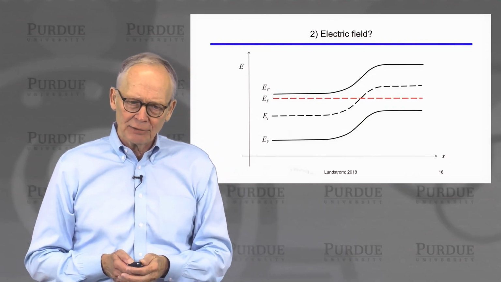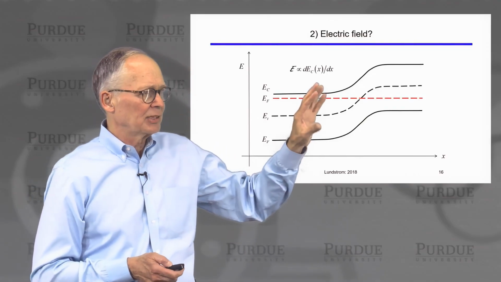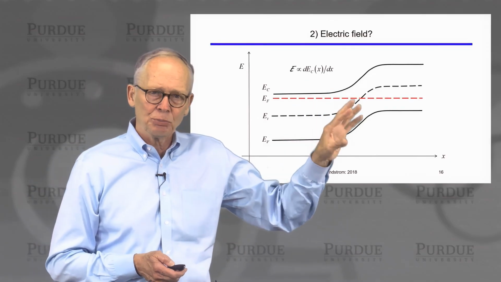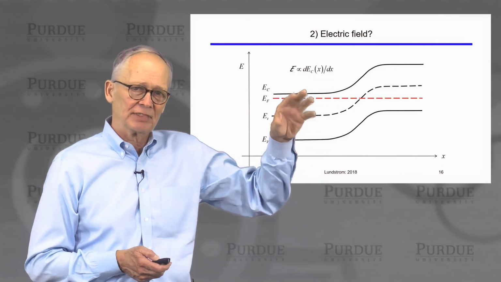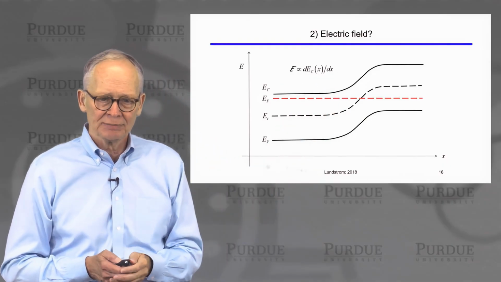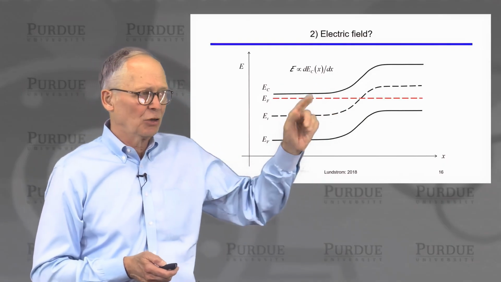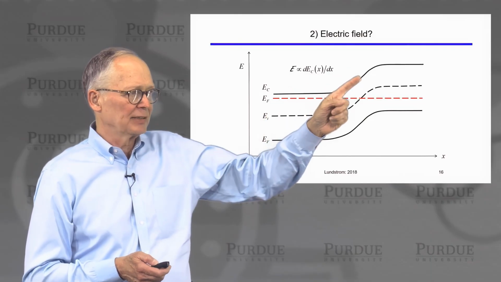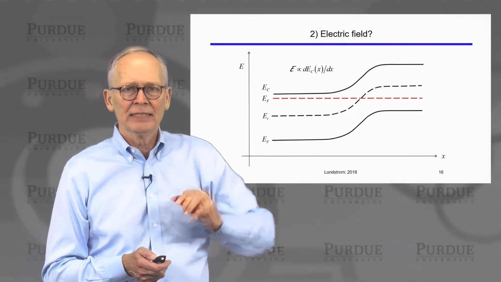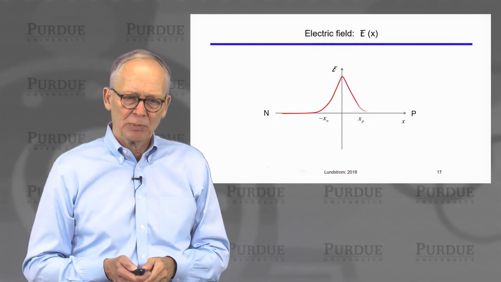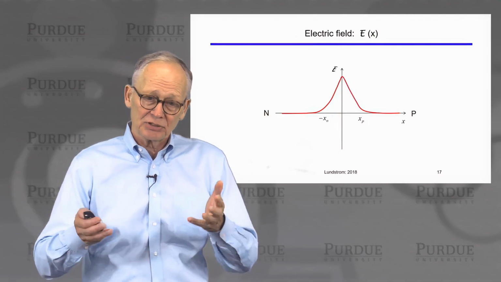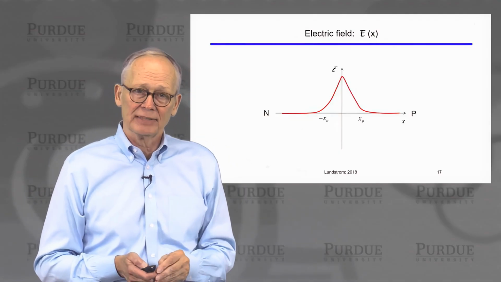So how about electric field? We remember that the electric field is proportional to the slope of the energy band, conduction band or valence band, whatever. So all we have to do is to take the slope. It's 0 here, it's positive in the transition region, it's 0 in the P-type region. So if we plotted the electric field versus position, we would see that it peaks in the transition region.